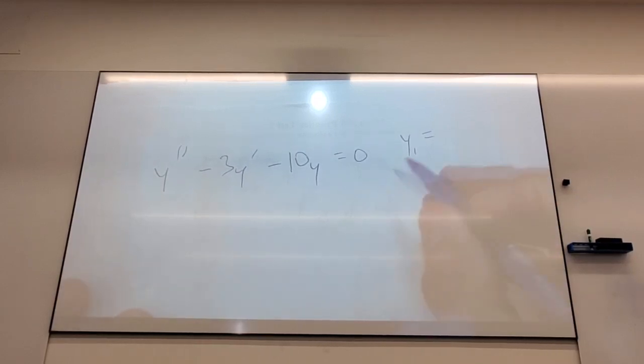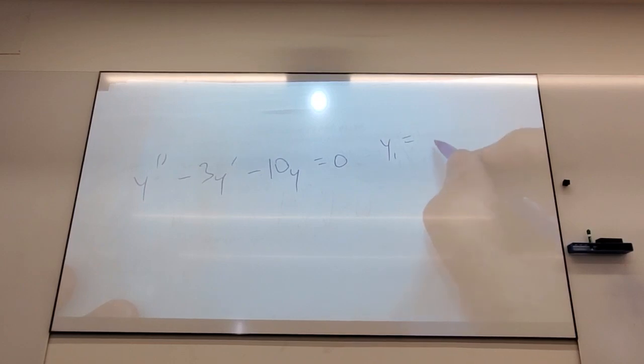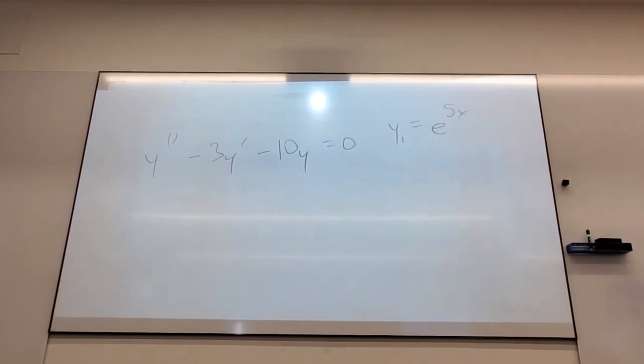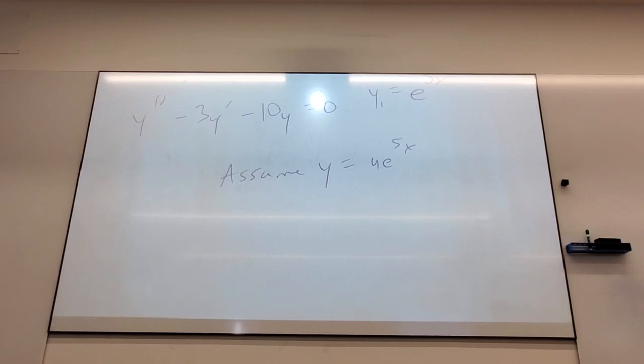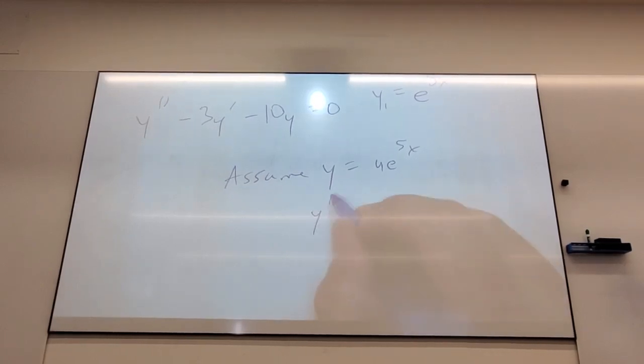Right. So let's do this. If I tell you that one solution to this, let me think ahead a little bit, is e to the 5x, how would you start doing full-blown reduction of order? Multiply by u. Yeah. y equals u e to the 5x. I like it. So I mean, this is not that involved.